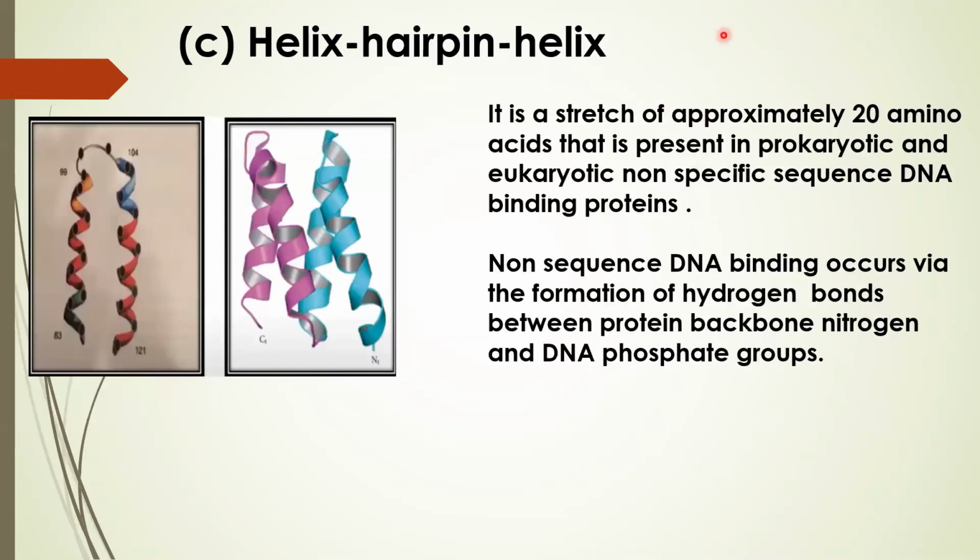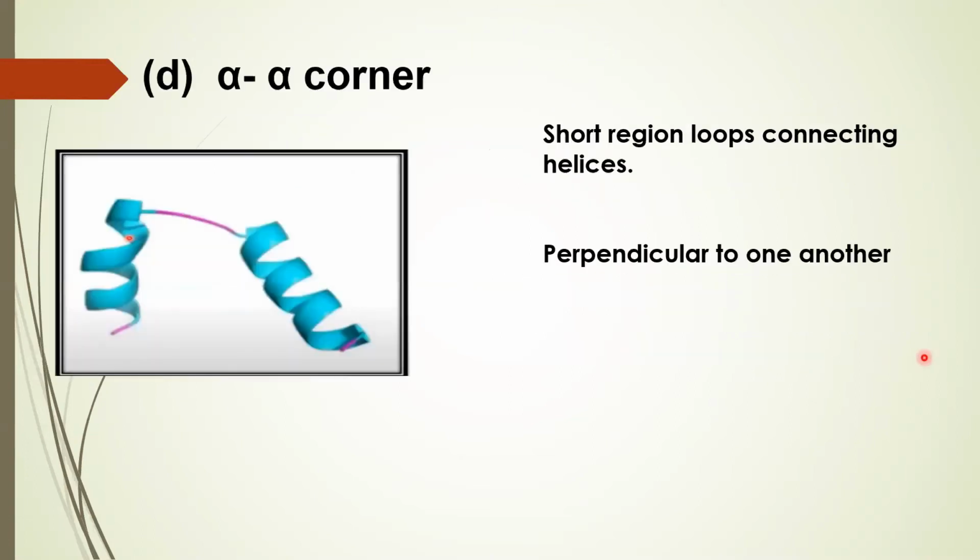Helix hairpin helix. It is a stretch of approximately 20 amino acids that is present in prokaryotic and eukaryotic non-specific sequence DNA binding proteins. Non-sequence DNA binding occurs via the formation of hydrogen bonds between protein backbone nitrogen and DNA phosphate groups. So, alpha-alpha bond. This is the simplest structure which will be available in helix. In this short region, loops connecting helices are formed, which are perpendicular to one another. So the perpendicular structure gives them more stability.